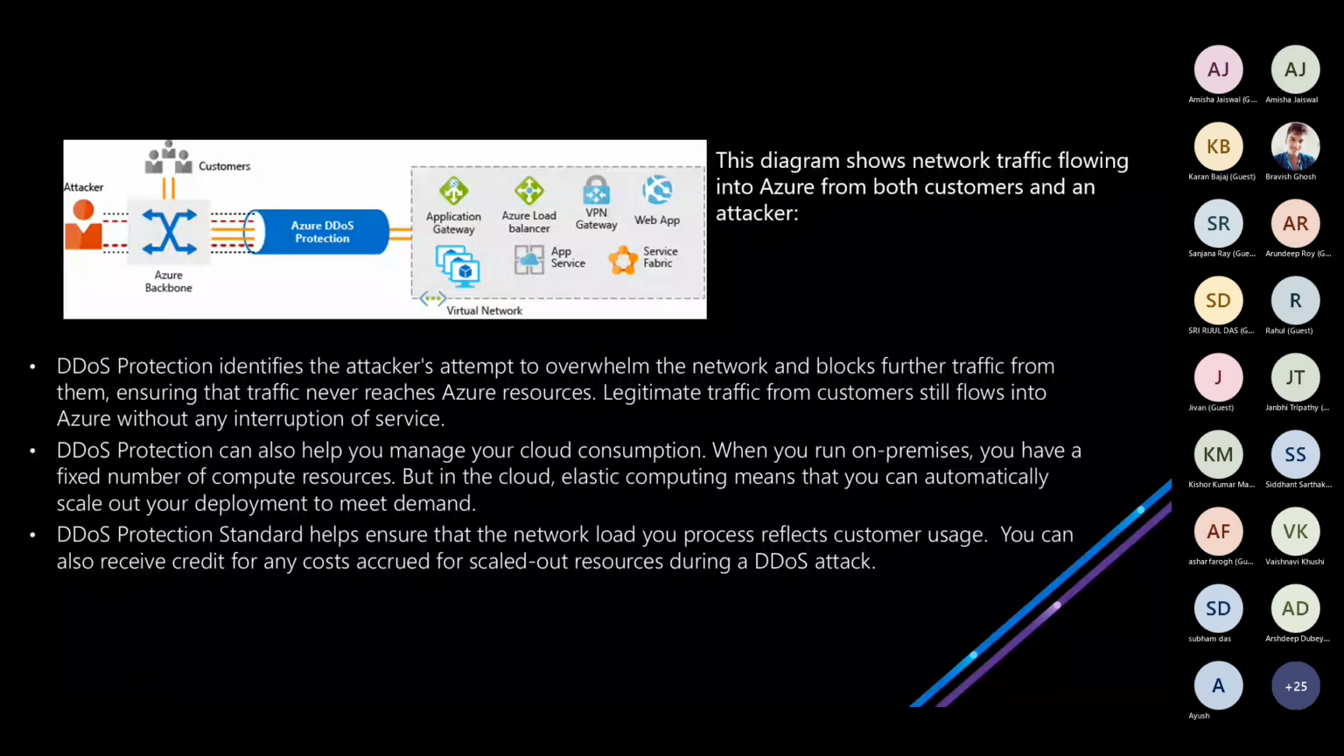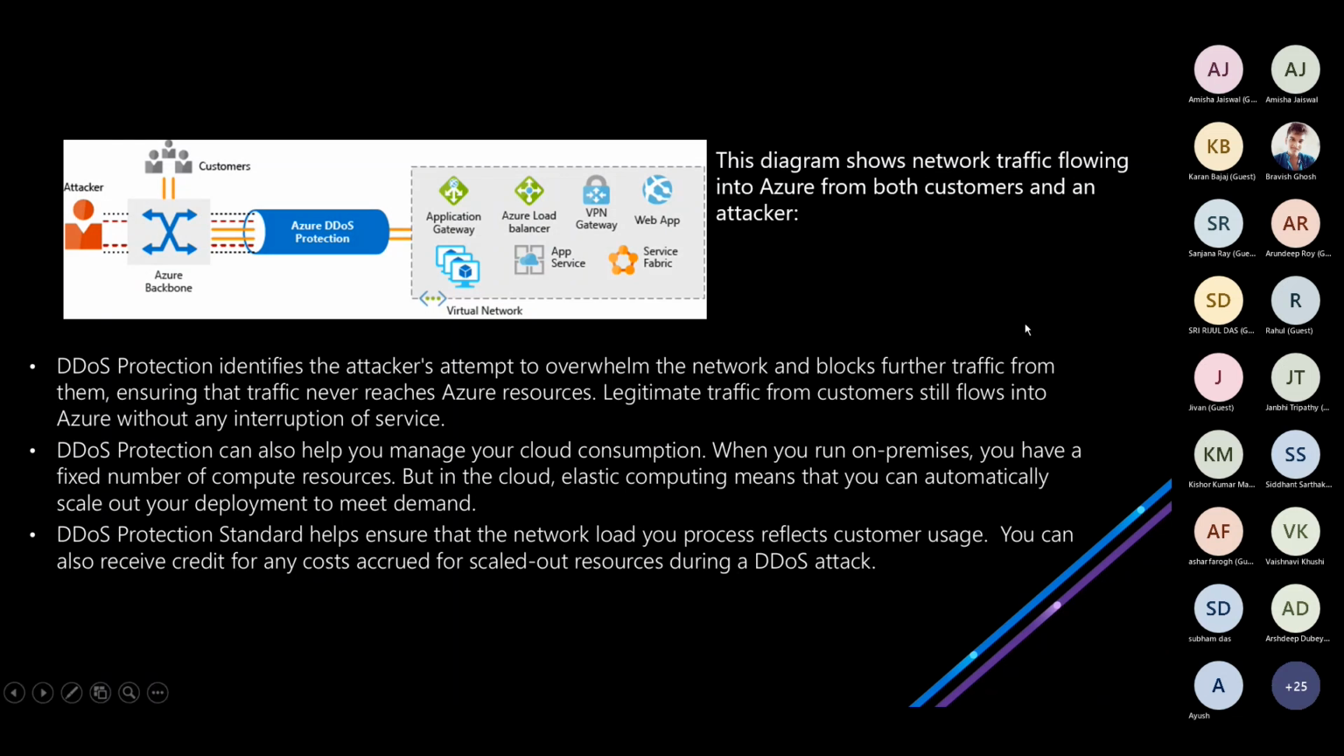Here the diagram shows network traffic flowing into Azure from both customers and attackers, and how Azure DDoS protection works between the attacker and the application. DDoS protection identifies the attacker's attempt to overwhelm the network and blocks further traffic from them, ensuring that the traffic never reaches the Azure resources. Legitimate traffic from customers still flows into Azure without any interruption of service.